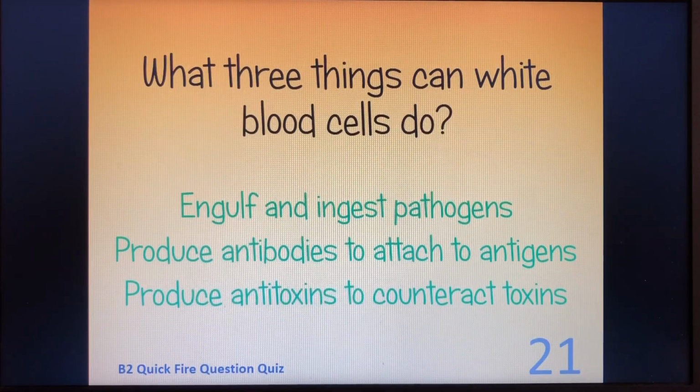And then we've also got antitoxins which counteract. In the past we've said neutralise, we're going to go with counteract now because it's a specific point that I've seen on mark schemes, to counteract the toxins produced by pathogens, by bacteria. Okay, three possible marks there.